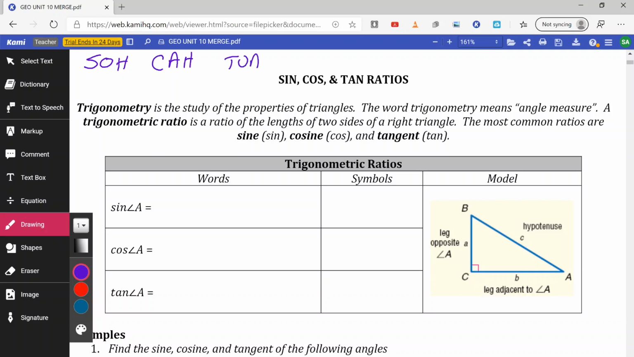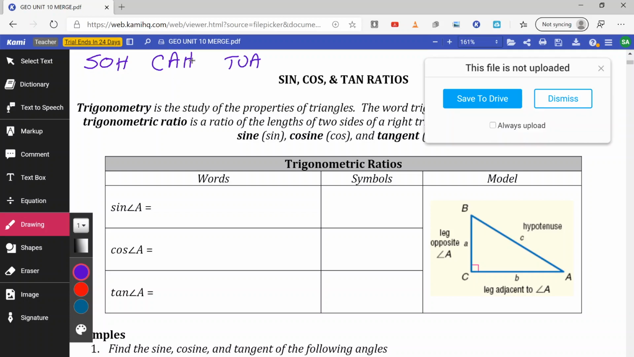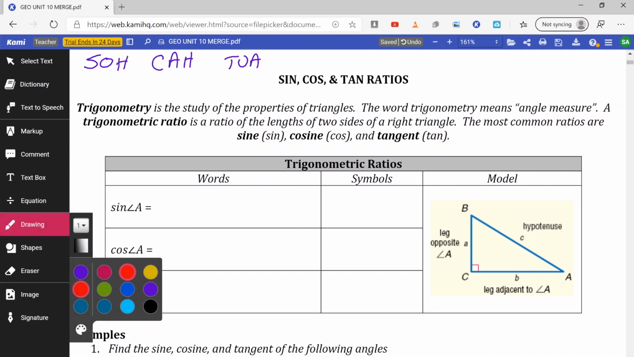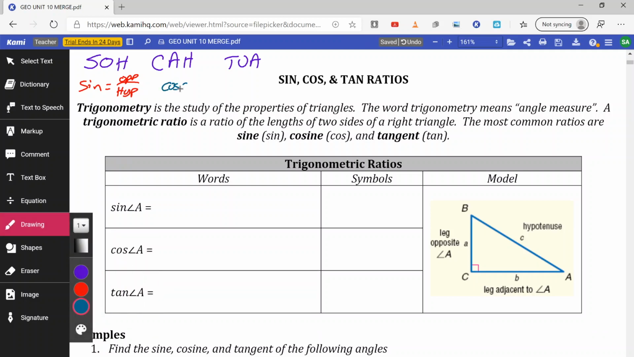SOHCAHTOA. So sine, cosine, and tangent. Sine is going to be equal to the opposite side over the hypotenuse. Cosine is going to be equal to the adjacent side over the hypotenuse. And the tangent is going to equal the opposite side over the adjacent side.